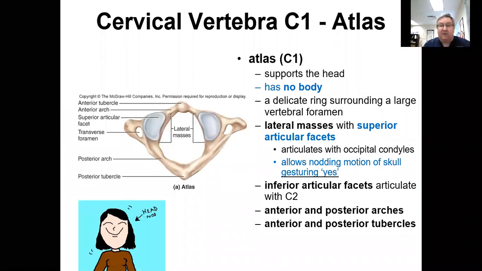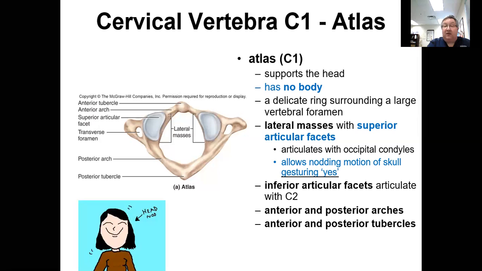So let's go over the specific vertebra that I do need you to know. C1 is the atlas. It's the cervical vertebra, number 1. Atlas held the world up. Well, atlas supports the head. You'll know atlas because it has no body. Every other vertebra has a body. C1 does not.